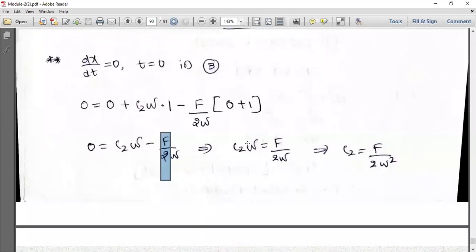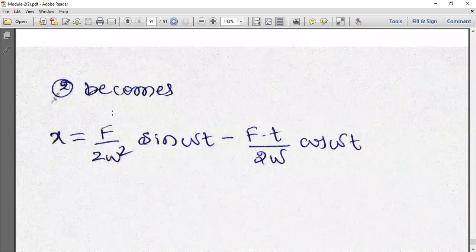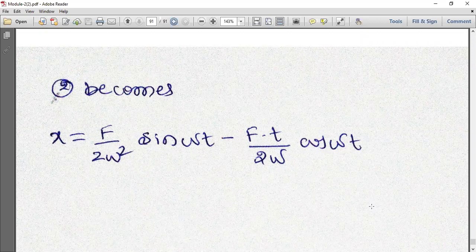Therefore, this value of C1 and C2 you substitute in equation 1. So x is, you are getting, F divided by 2 omega square sin omega t minus F into t divided by 2 omega cos of omega t. Any doubts? Hello? Any doubts? Hello friends, any doubts?